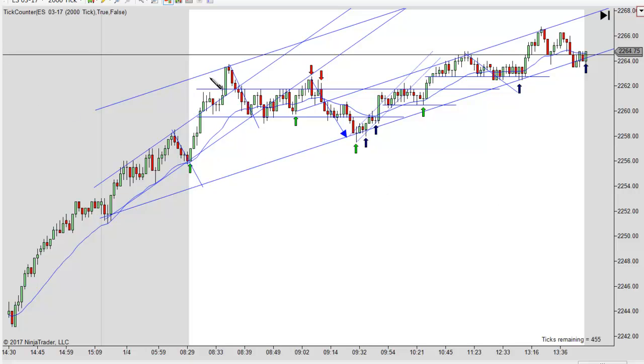Another thing you probably would have looked for here is this little channel here. Once prices went higher, I'd look for a measured move, and you can see that's about what we got. We went a couple of ticks higher, so that would have been a nice target once we started heading up here to exit.